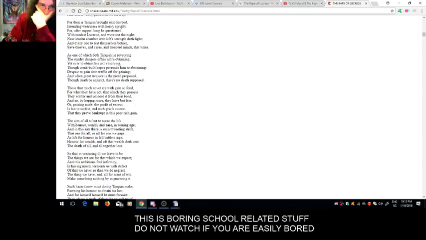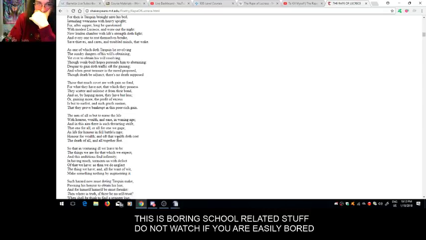The aim of all is but to nurse the life with honor, wealth, and ease in waning age, and in this aim there is such thwarting strife that one for all or all for one we gage. As life for honor in fell battles' rage, honor for wealth, and oft that wealth doth cost the death of all, and all together lost.